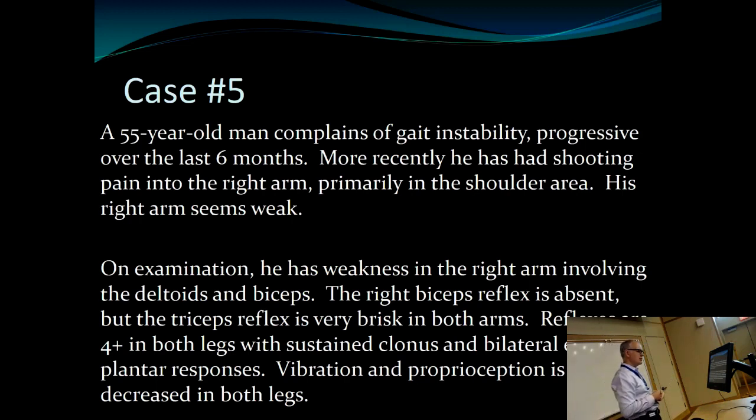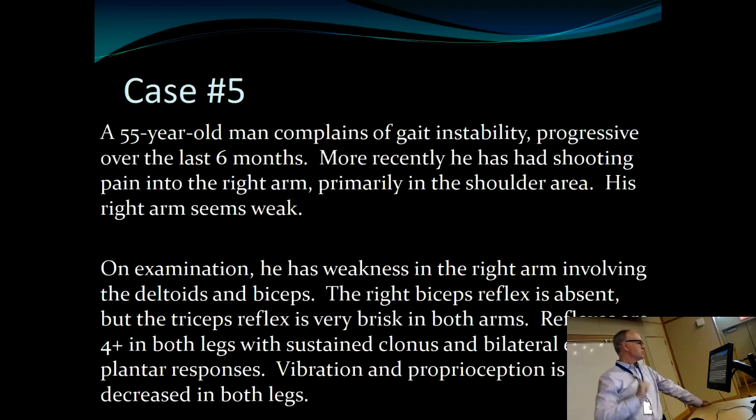But now the triceps reflex is very brisk in both arms. Reflexes are 4+ in both legs with sustained clonus and bilateral extensor plantar responses. Vibration and proprioception is decreased in both legs. Okay, so it's C5, C6 nerve root, but it's also what else? Spinal cord, right? We've got something not just compressing the roots, but compressing the spinal cord.